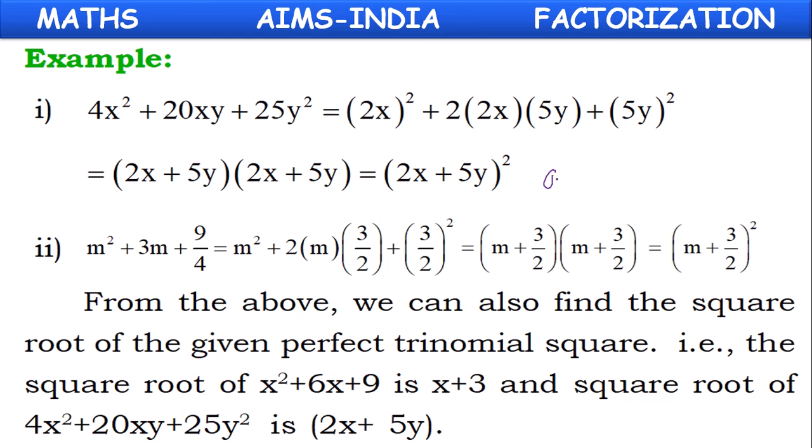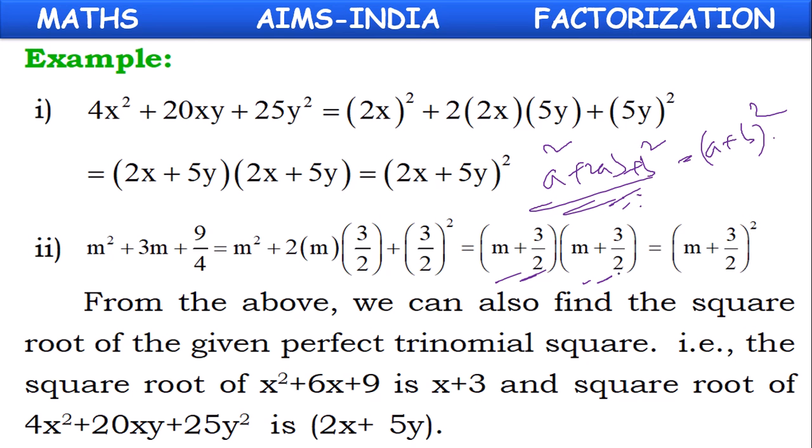So like this, children, by using the identity a square plus 2ab plus b square equal to a plus b whole square, we can factorize a trinomial and we will get a binomial twice. The same binomial 2 times we will get as a factor.